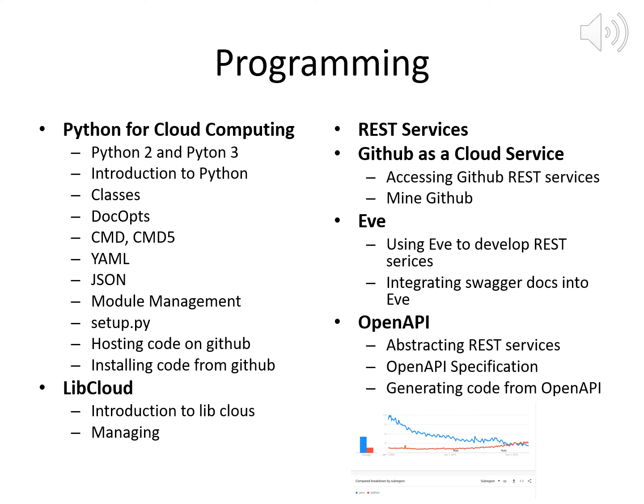We will be introducing you to REST services, and as part of this introduction, we will first showcase how, for example, GitHub uses REST services, so that you can understand the mechanisms. Then we will be developing our own REST services with Eve, which is a simple way of defining REST services. And then we will be using a mechanism so that we can define REST services through an OpenAPI specification, so that you not only can develop and export them to Python, but any arbitrary programming language.